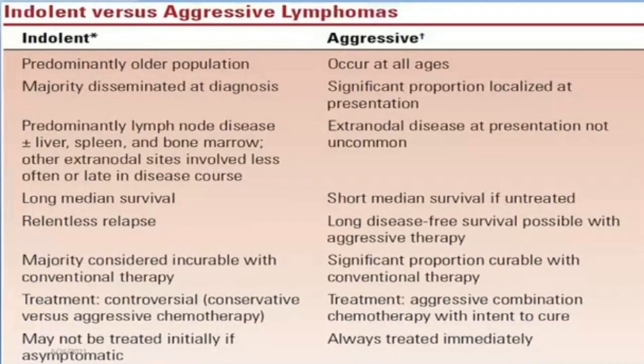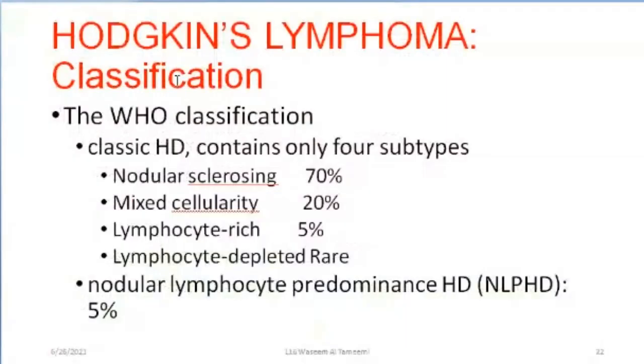اذا ماكو سؤال نعبر على السلايد الاخر. هسه histopathological classification of Hodgkin lymphoma. Hodgkin lymphoma حسب الـWHO classification تقسم الى classic Hodgkin lymphoma اللي هي 4 subtypes: nodular sclerosis تمثل 70%، mixed cellularity 20%، lymphocyte rich 5%، والrare lymphocyte depleted. عندي ثاني category اسمها nodular lymphocyte predominant Hodgkin lymphoma اللي هي تصير 5%.